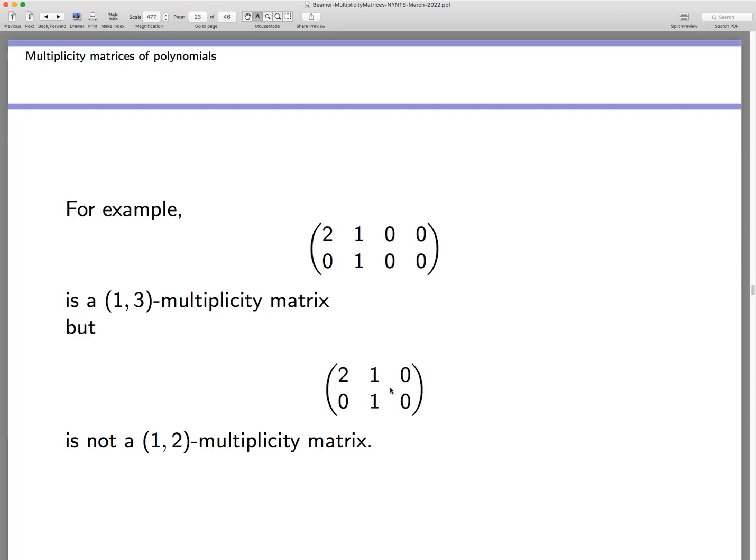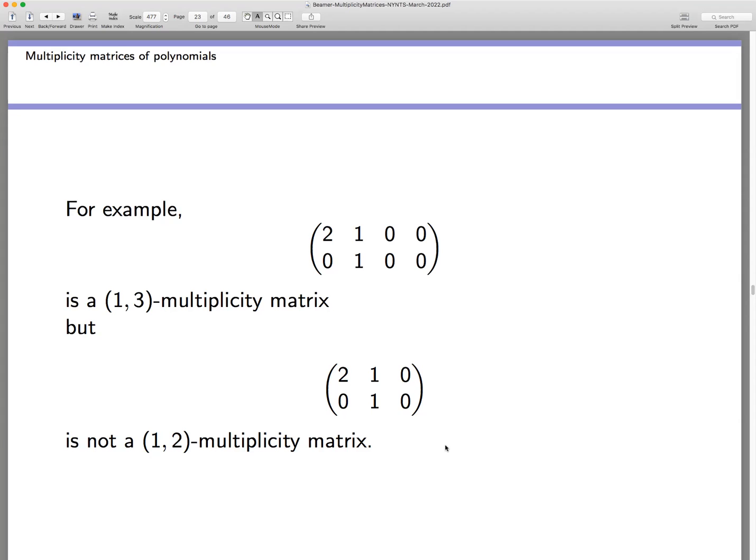But if you just think for a second about what this means, if it's the multiplicity matrix of a polynomial, it has to be quadratic, right? Because the degree is 1 less than the number of columns. So there's a quadratic polynomial. The first derivative is linear, but according to this, the first derivative has 0 as a root and 1 as a root. So the first derivative would be divisible by x times x minus 1. You can't have a linear polynomial divisible by a quadratic. So this is not a multiplicity matrix.